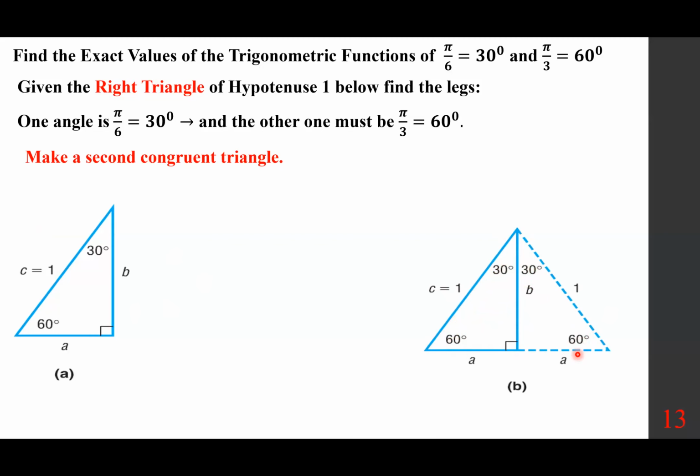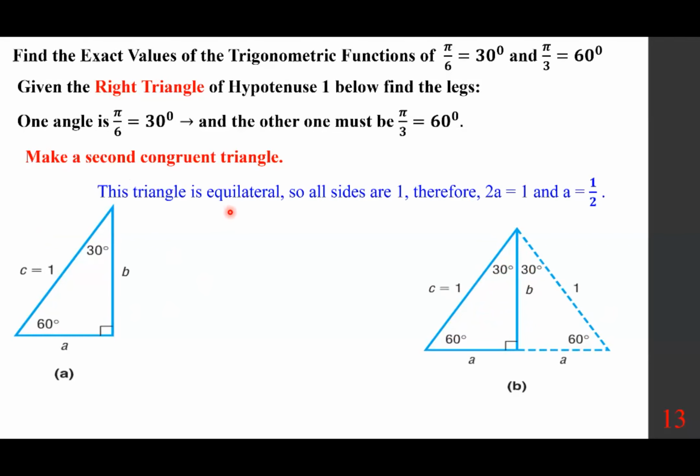If all angles are identical, what do we have? The triangle is equilateral, so all sides must be 1. So if all sides are 1, and this is A, everybody, then 2A is 1, and A itself is 1/2. So if we choose this one to be 1, 30 degrees and 60 degrees, this proves this must be half of the whole is 1, and therefore it's 1/2.